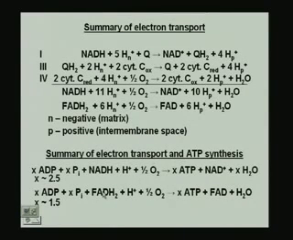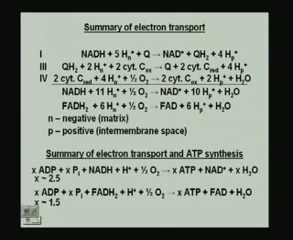Now, if we consider the summary of the electron transport and ATP synthesis, we have X ADP plus X Pi with NADH plus H+ give you X number of ATP. In terms of NADH and NAD+, in this system, for every NADH you get 2.5 moles of ATP. For the system FADH2 to FAD, you get 1.5 moles of ATP.